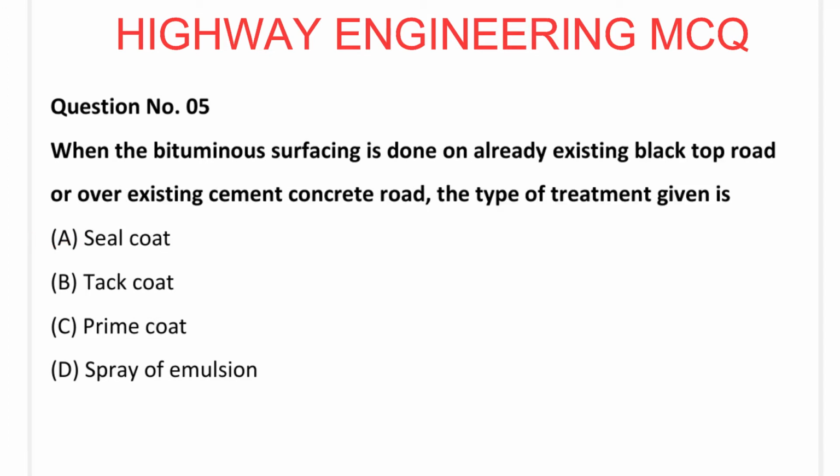So next question, when the bituminous surfacing is done on an already existing blacktop road or over an existing cement concrete road, the type of treatment given is A, seal coat; B, tack coat; C, prime coat; and D, spray of emulsion. So the answer is B, tack coat.